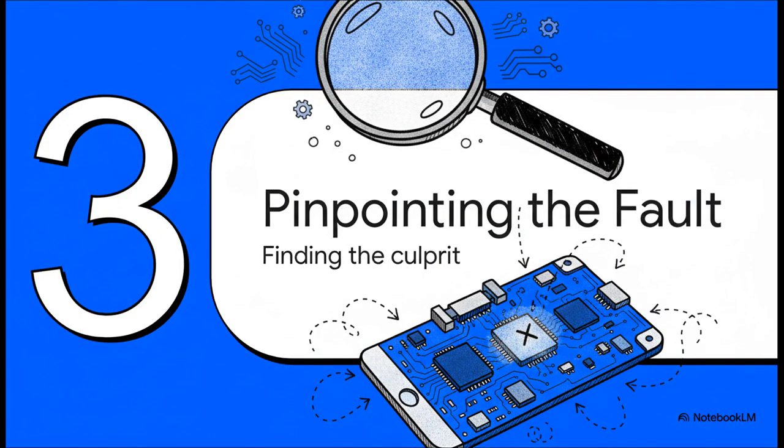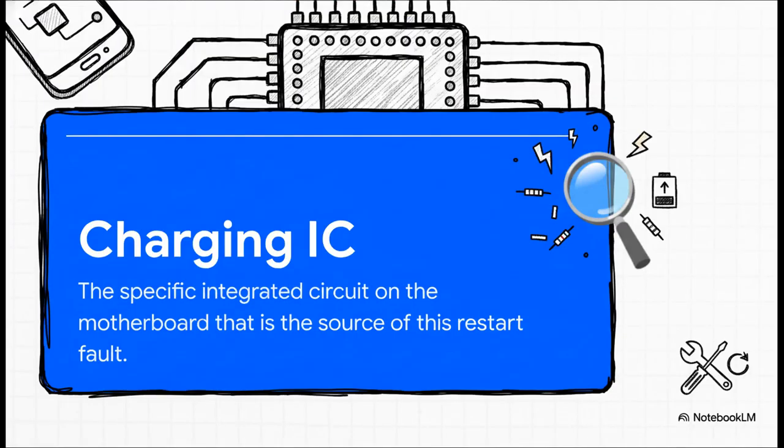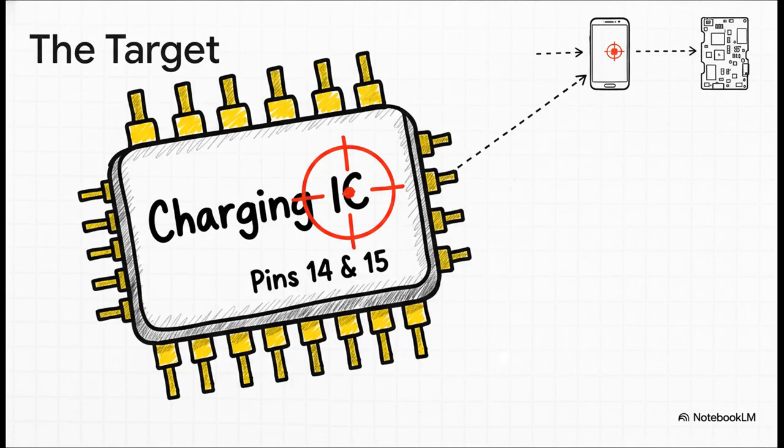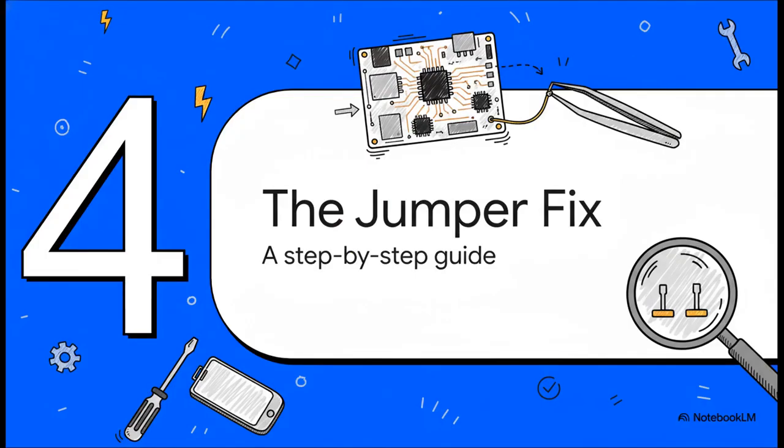All right, so if it's not the software, let's get our magnifying glass out and pinpoint the real fault. Where exactly on the motherboard is this little problem hiding? And here it is. The culprit is one single specific component, the charging IC. This little integrated circuit, the one that manages the phone's power, is the source of this entire restart headache. Honestly, just knowing this is half the battle won. But we can get even more specific. We're not talking about replacing the whole chip or anything that complicated. Nope, the fix is much more elegant. Our focus narrows right down to two tiny little connection points on that charging IC, pins 14 and 15. That is our target.